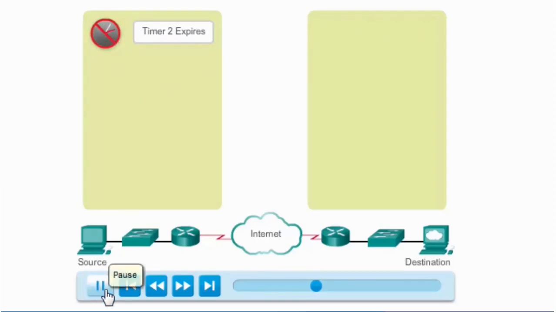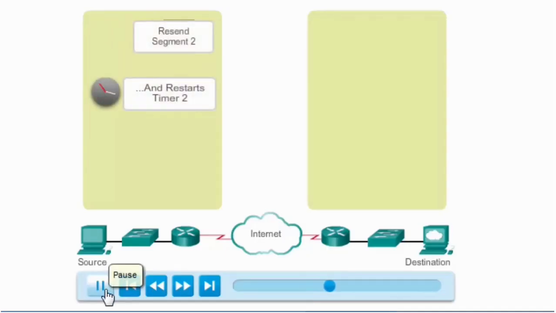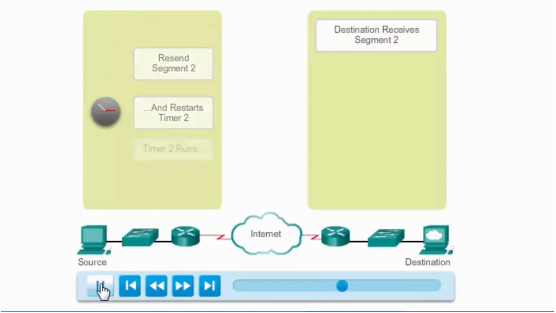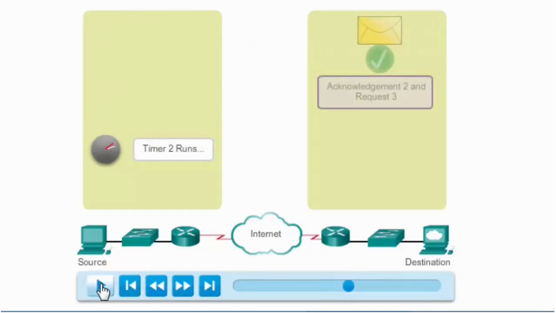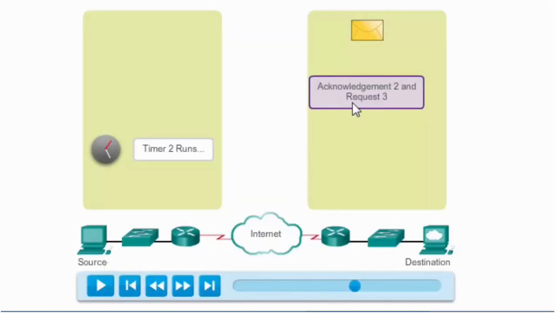So what will the source host do? The source host will retransmit or resend segment 2 and restart the timer. This time, the information was received by the destination, and now it's going to send an ACK3 or acknowledgement 3 requesting the next piece of data, which in this case would be number 3.